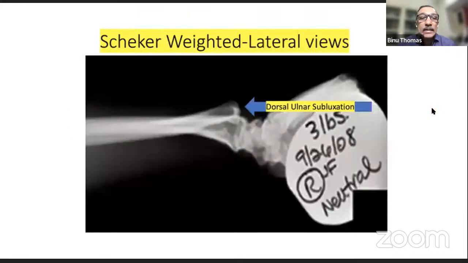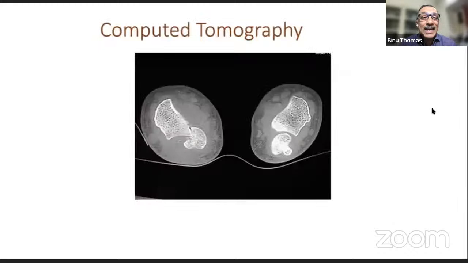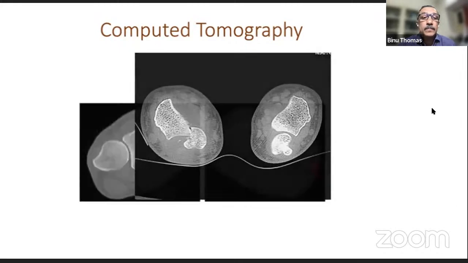Schecker uses a weighted lateral view. It takes about 12 pounds of weight. The patient holds a dumbbell and an X-ray is taken to look for any dorsal ulnar subluxation. That's a good test. It's a dynamic test. The other test we use is computed tomography. You compare both wrists, and here you can see there is a definite dislocation with a fracture on the affected DRUJ, ulnar head also.